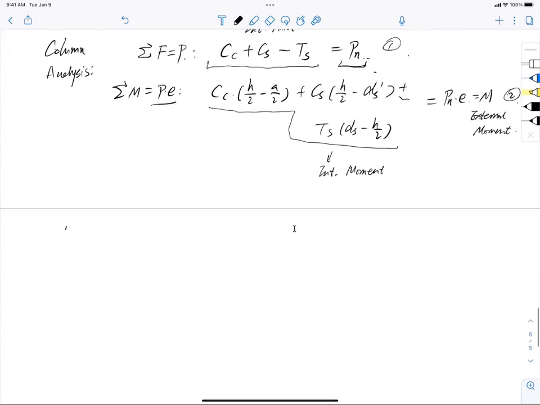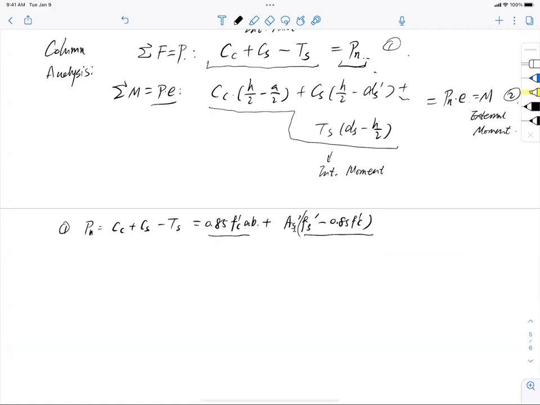Let's say Pn equals Cc plus Cs minus Ts. The concrete compression equals 0.85 f'c a b, as you know from the beam. And the compression from the steel equals As' fs'. But as we studied from the doubly reinforced beam, there's a 0.85 f'c inside this bracket. Why? Because you had to take the reinforcement out and fill the concrete back in. That's the difference here.